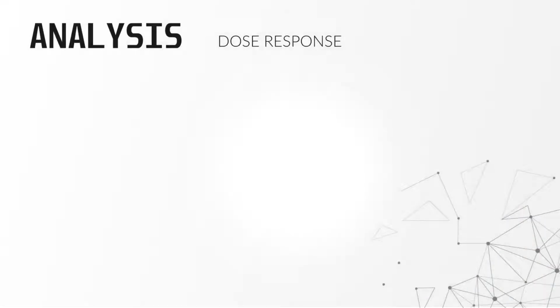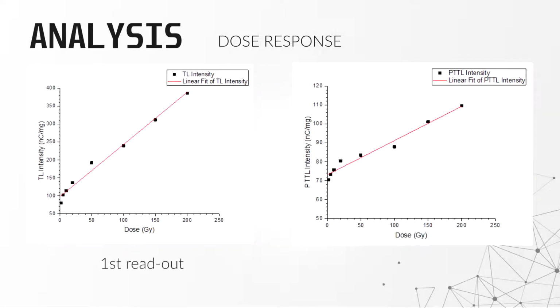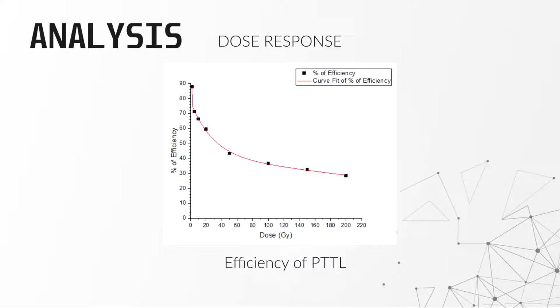There are three parameters studied in this project. The first one is dose response. The increase in TL and PTTL response with dose remains linear over a wide range of dose values. The results are important because it is desirable for the measurement system to produce a linear TL response in the range of the decided doses. However, the efficiency of PTTL decreases as the dose increases.